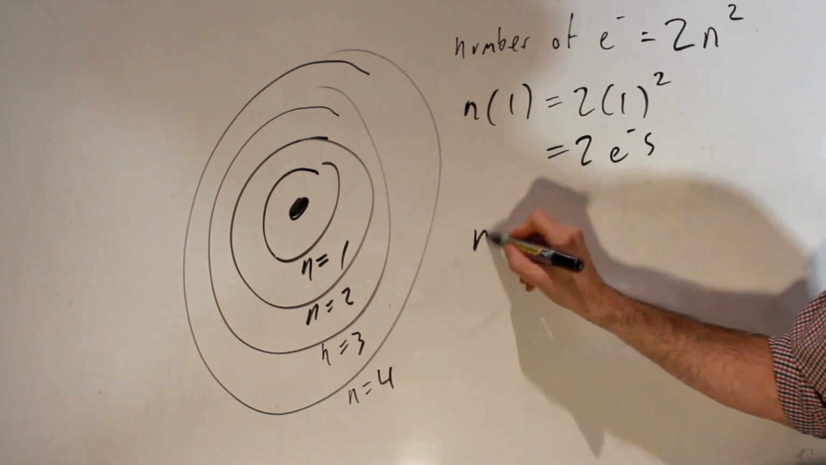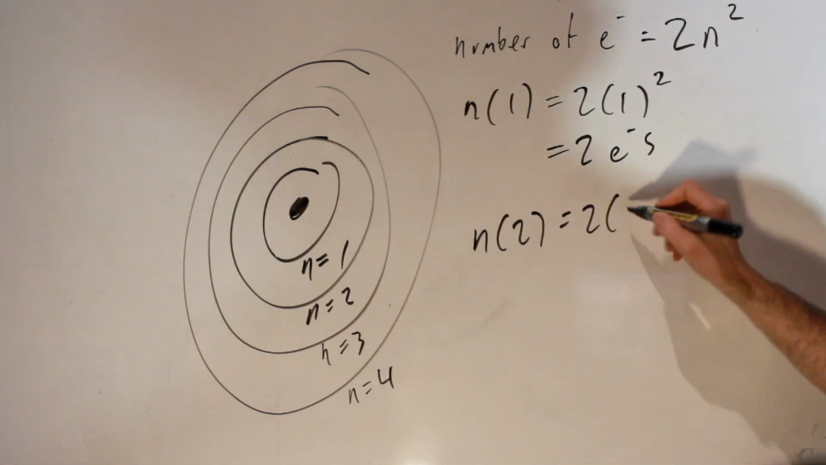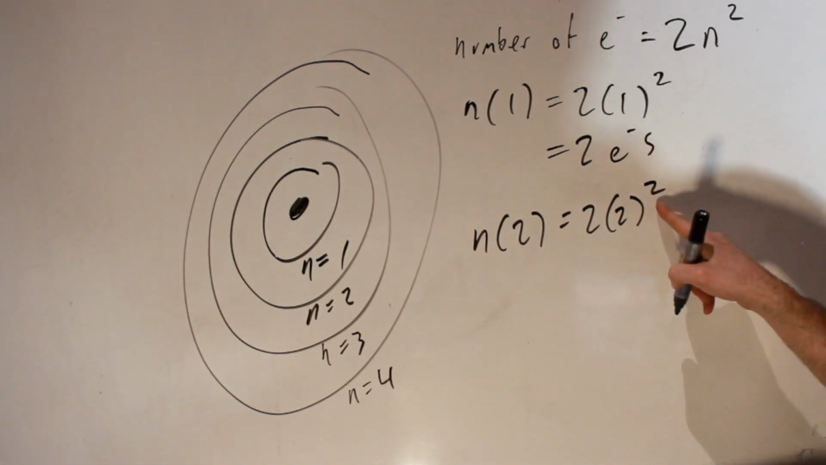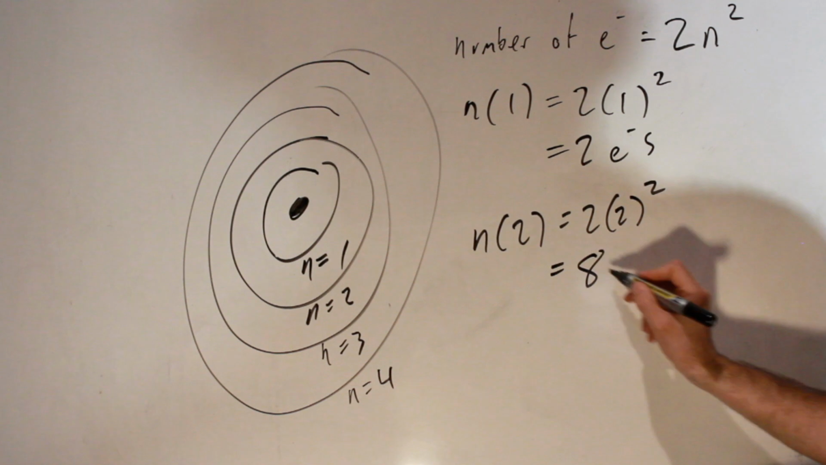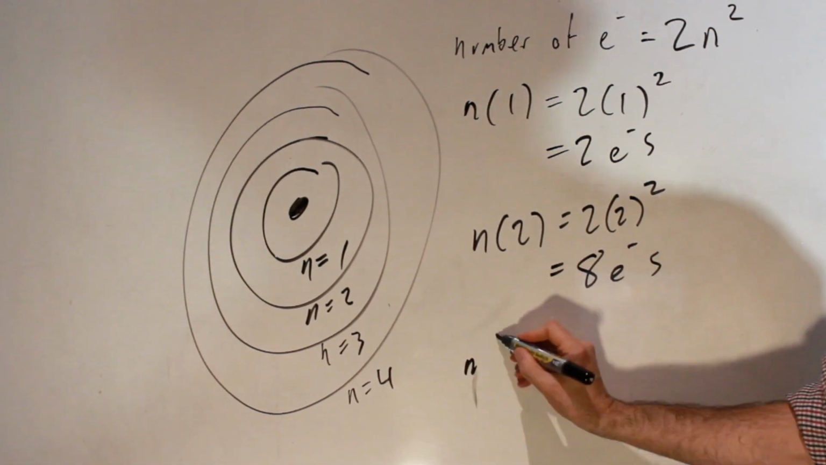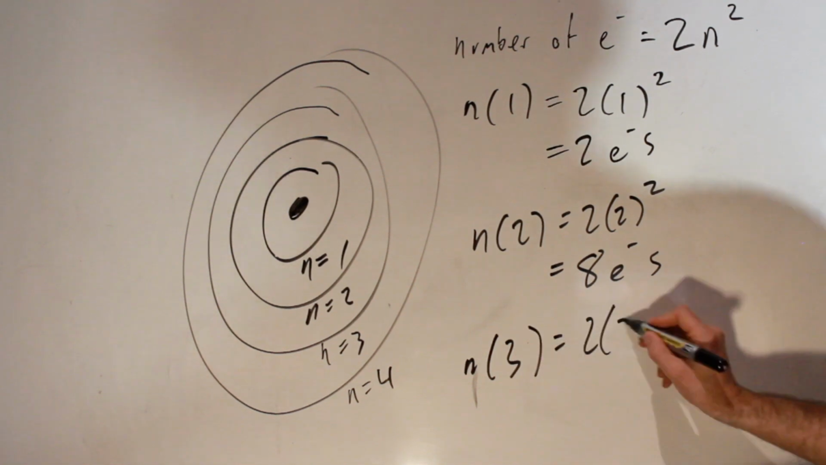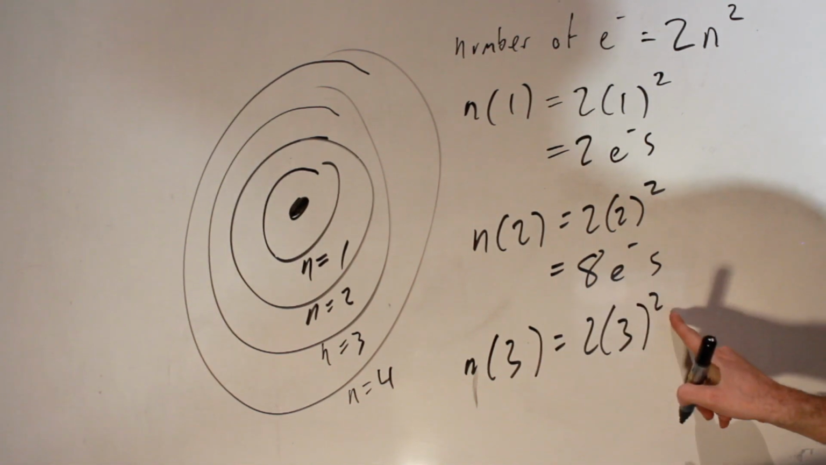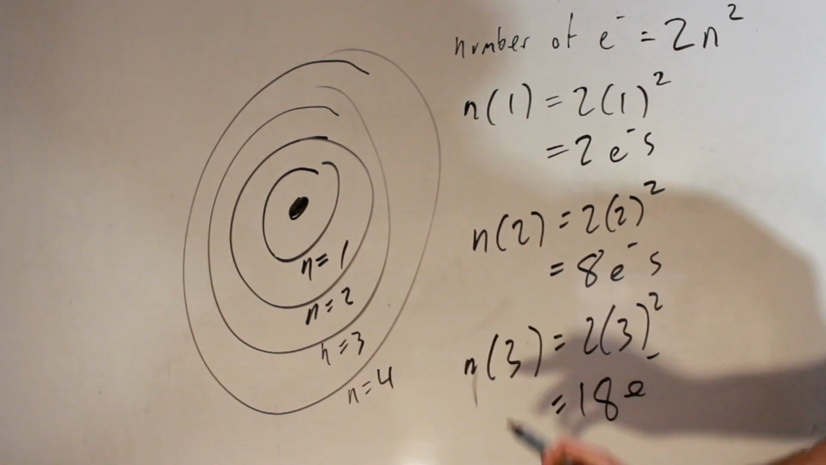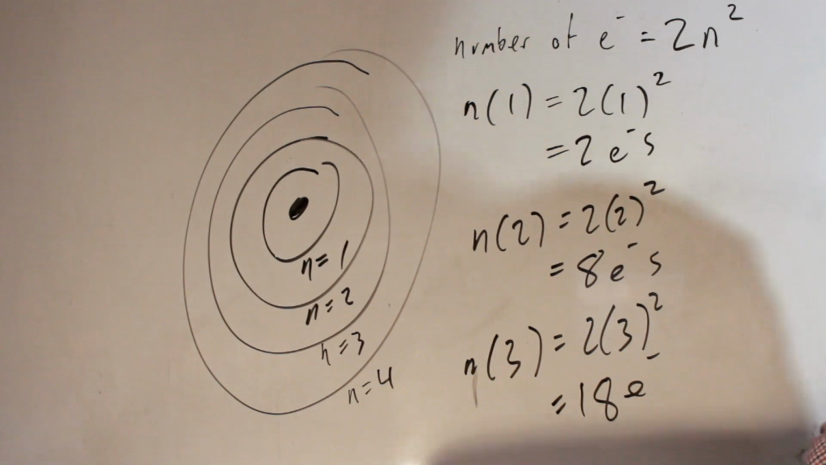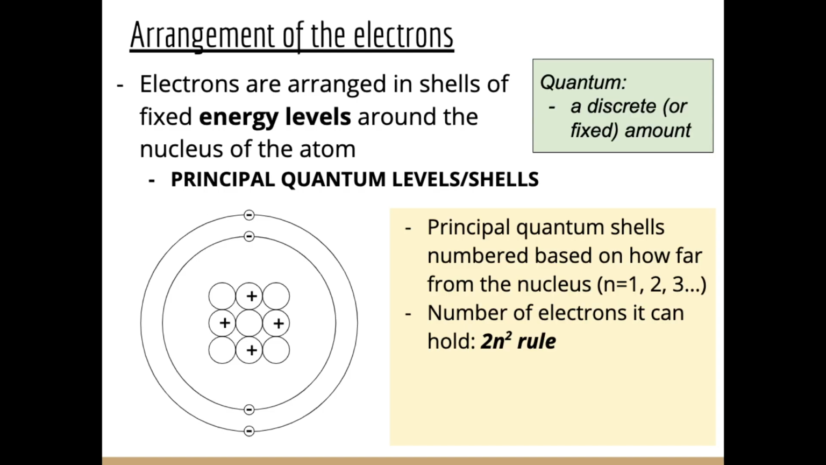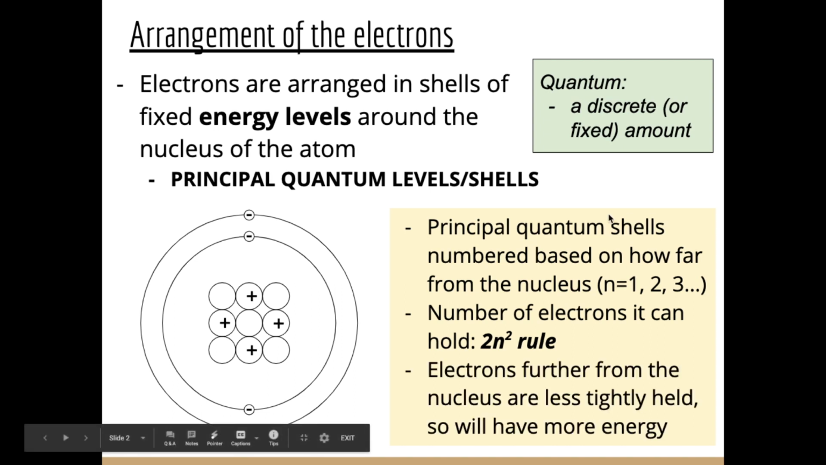The second principal quantum level, when n equals 2, is 2 times 2 squared. 2 squared is 4, 4 times 2 is 8. It can hold 8 electrons. The third principal quantum level, when n is 3, is 2 times 3 squared. 3 squared is 9, times 2 is 18 electrons. So we can keep doing this, plugging in our principal quantum level to determine how many electrons the principal quantum level can hold. The 2n squared rule.